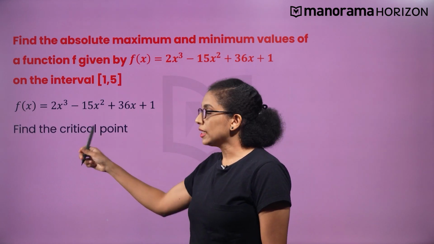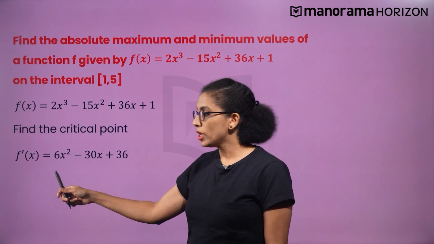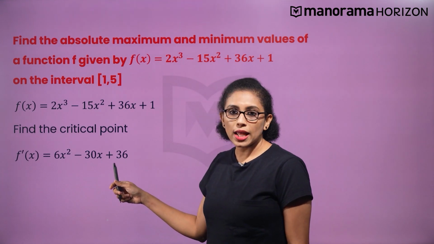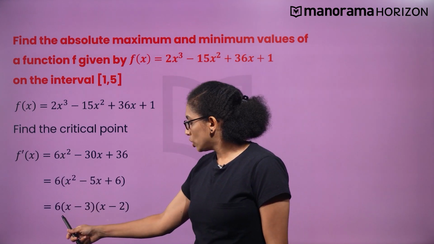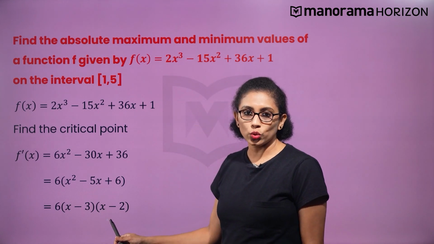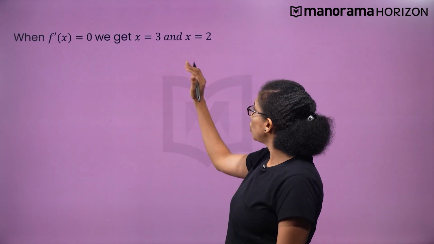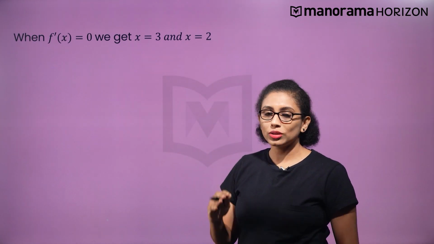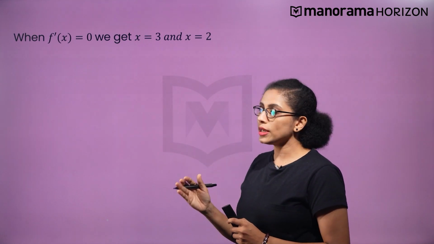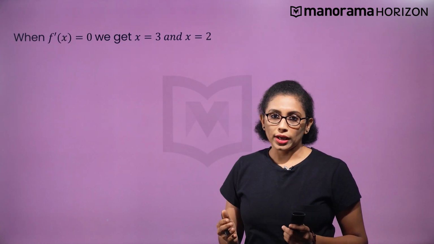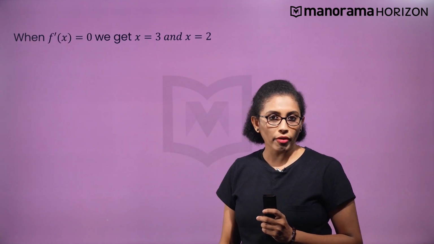We have to find the critical points. So, for that, find f dash of x. f dash of x is equal to 6x square minus 30x plus 36. Taking 6 outside, we get it as 6 into x minus 3 into x minus 2. Now, when f dash of x is equal to 0, we get x is equal to 3 and x is equal to 2. Now, these are the critical points. Now, evaluate the value of f at these points and also at the end points, that is, for values of x equal to 1, 2, 3 and 5.